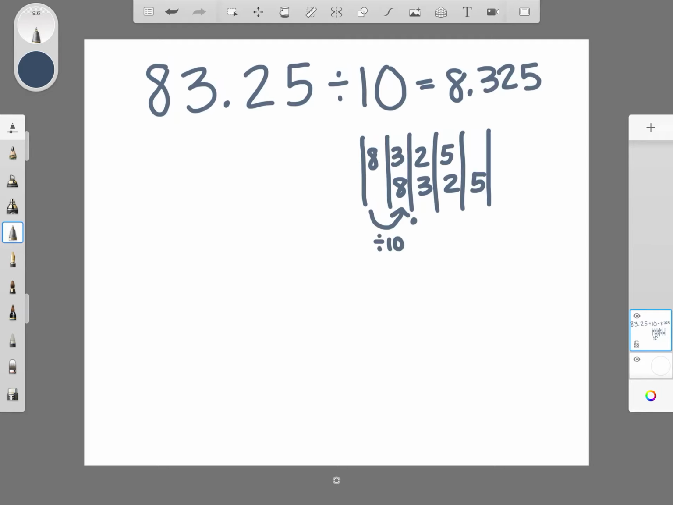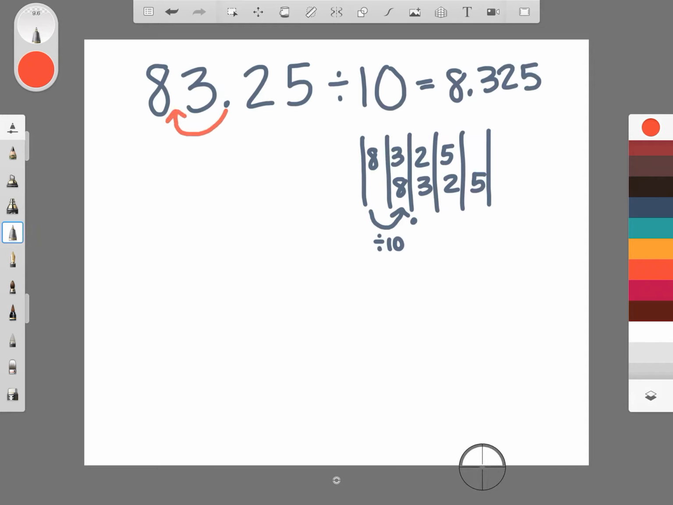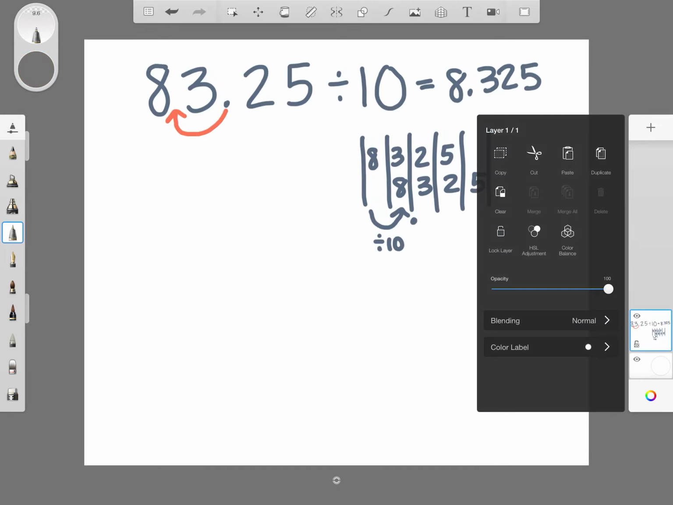Now, we don't want to draw a place value chart every time, so we are going to take a look at how the decimal moved when we were dividing. So it was after the 3, but now it's after the 8. So it actually moved one place to the left. So when we divide by 10, we move one place to the left for each 10 that we're dividing by. And let's take a quick look then at what that looks like when we're dividing by powers of 10.